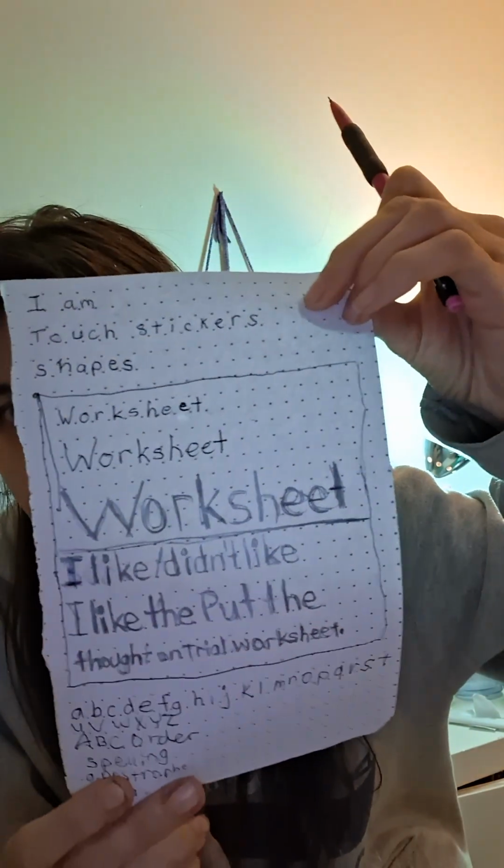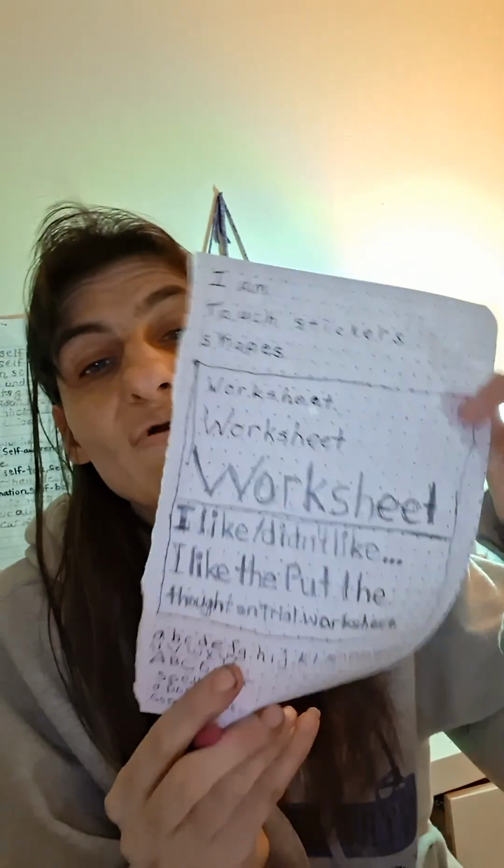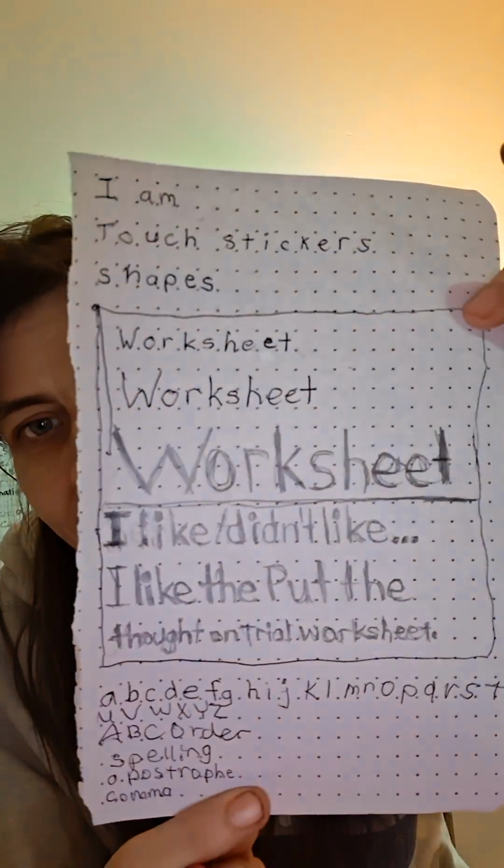Like this, I just added I like, didn't like. And then as you can see there, I forgot one major part. The 3 dots. I put 3 dots because I don't want to write or type all of what I want to say. So that's what that is right there.